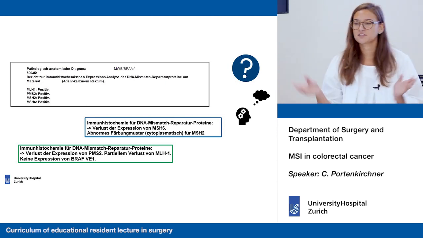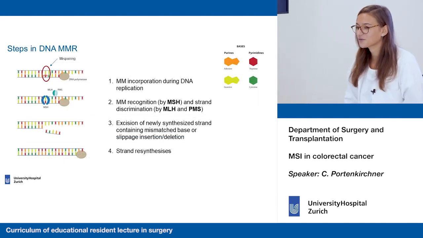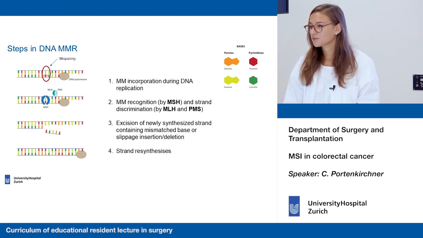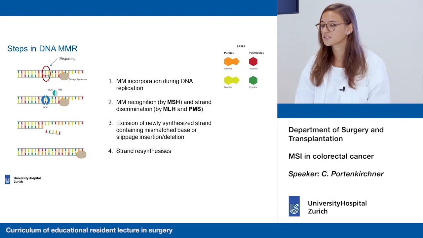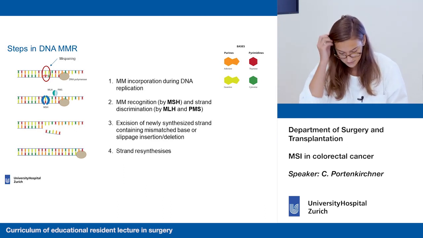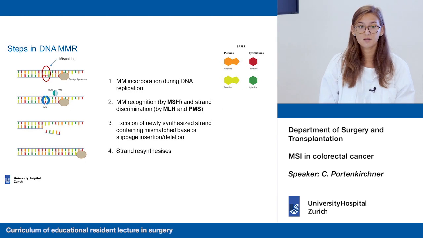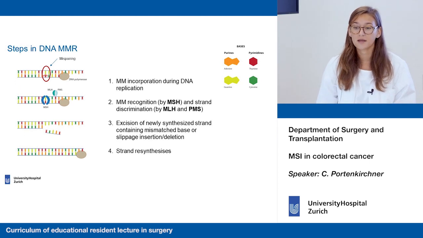So just to remember, maybe from your studies at university, the steps in DNA mismatch repair: we have a mispairing in one of the bases of the DNA, adenine, thymine, guanine, and cytosine. If we have a mispairing, we have systems like proteins and enzymes that recognize the wrong mispairing, and then the new strand resynthesizes. DNA mismatches commonly occur in regions of repetitive nucleotide sequences, and these are called microsatellites.